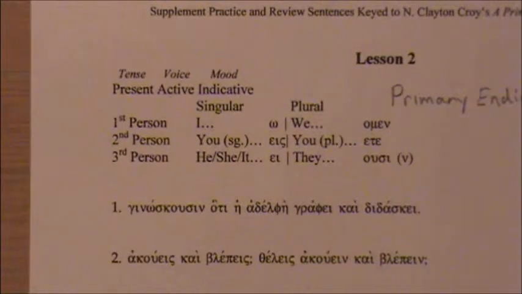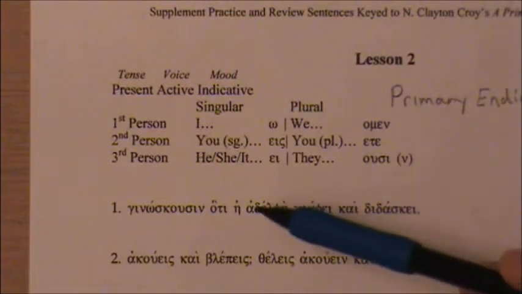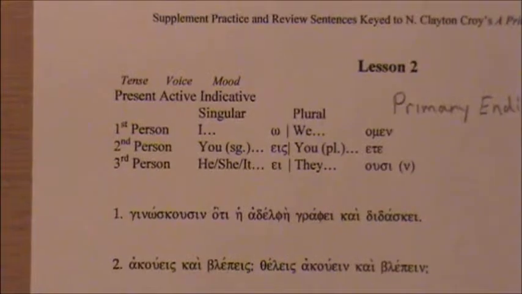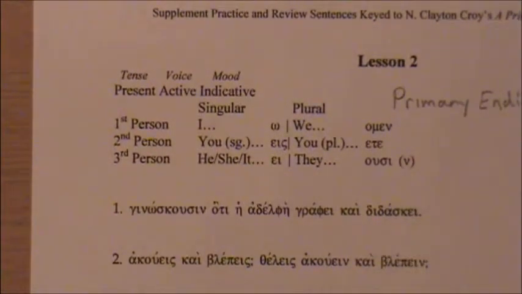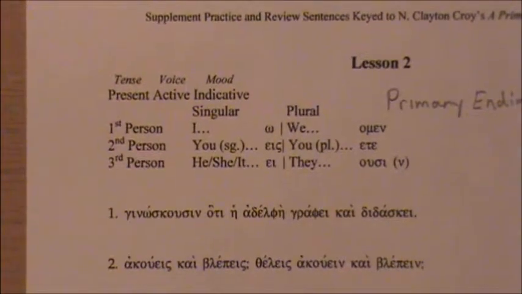So I'll read the sentence first. We have ginoskousin hoti, hē. We'll get to the hē there in a minute. That's not in your vocab, but I'll get into that. So hē adelphē graphei kai didaskei. So we'll just go left to right now. In future lessons, you might want to try to tackle the verb first, or look for nominative nouns. Anyway, from here we'll just go left to right.